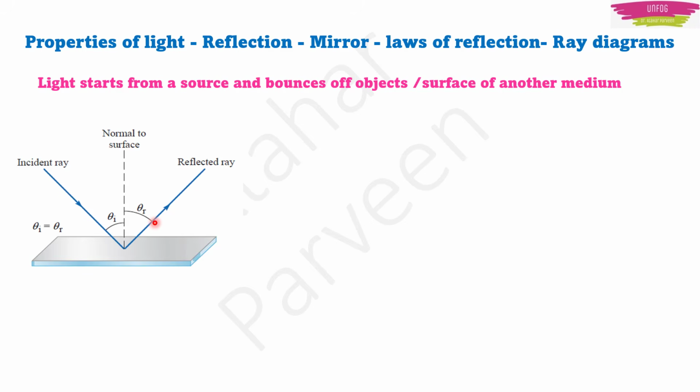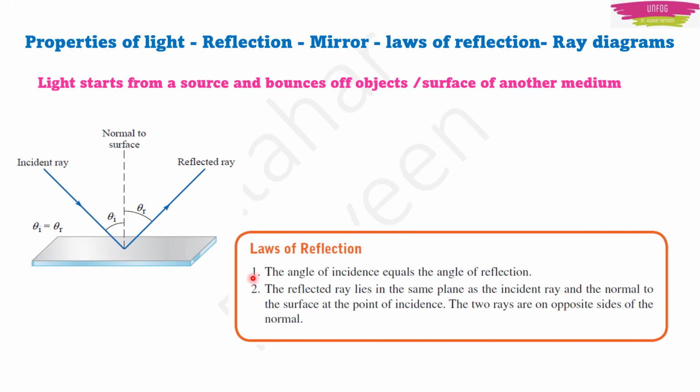Okay. Now whatever reflection happens is based on two laws, known as the laws of reflection. The first law is that the angle of incidence equals the angle of reflection. Always, whenever reflection happens, it follows this law that the angle of incidence, here theta i, is equal to theta r. The second law states that the incident ray, the reflected ray, and the normal to the surface, all three of them lie on the same plane. And the two rays, the incident ray and the reflected ray, are on opposite sides of the normal. Okay, these two are the laws of reflection.